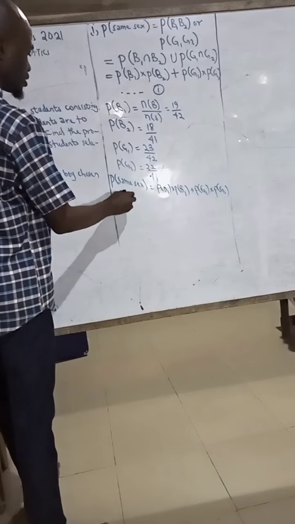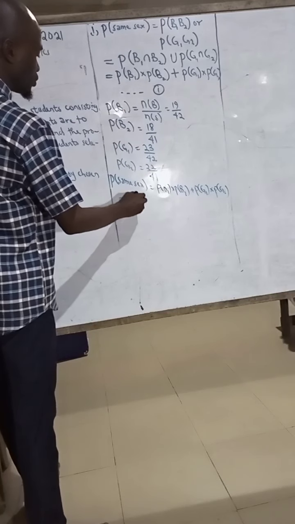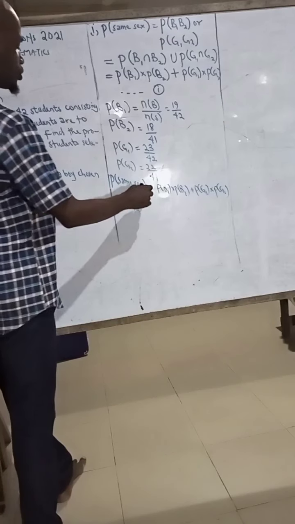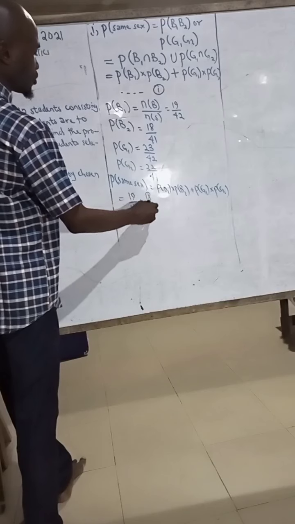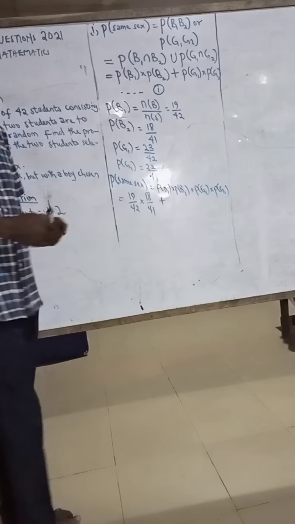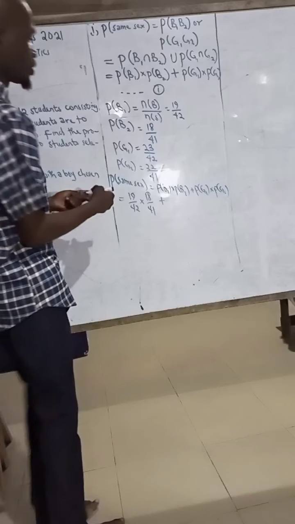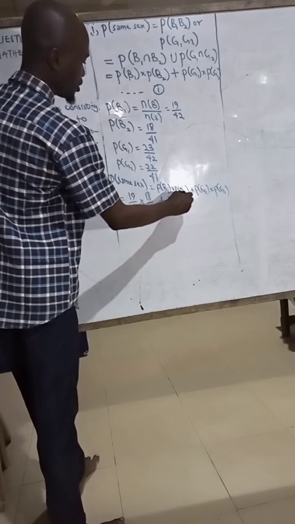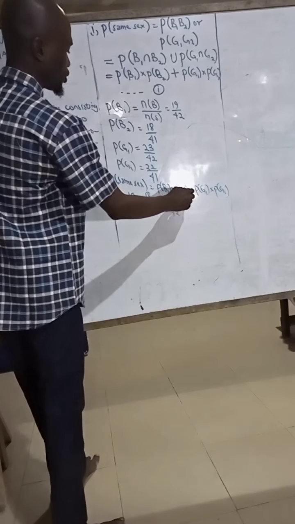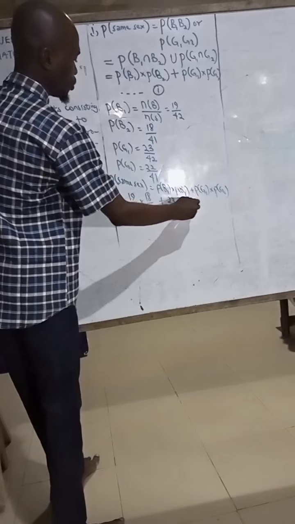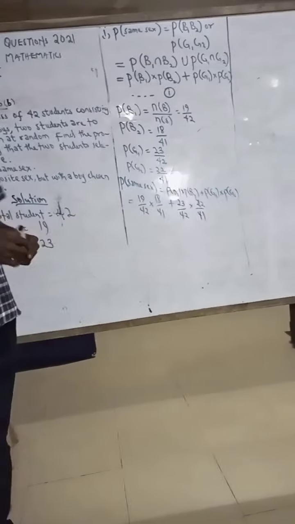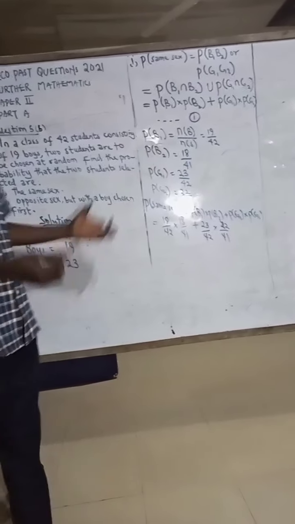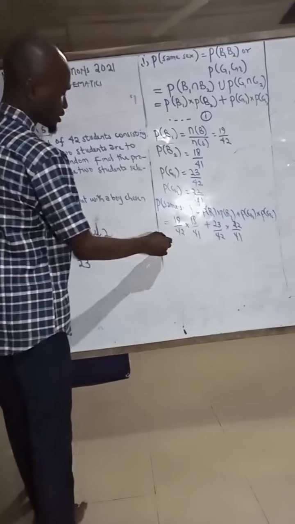PB1 here is 19 over 42 times PB2, which is 18 all over 41, plus PG1, which is 23 all over 42 times probability that the second is a girl, which is 22 all over 41. Now we have to compute this. Let's multiply the top by the top and the bottom by the bottom. Then we add the fractions and get our answer.